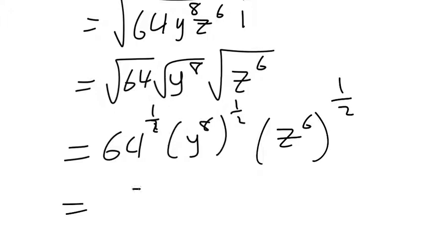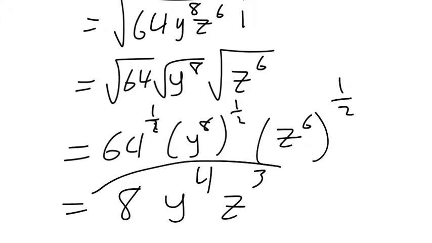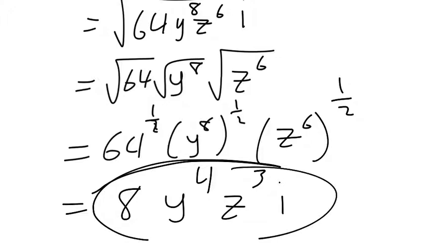And we know what the square root of 64 is. y to the 8th to the 1/2, that's y to the 4th, because the powers multiply like we said. And then z to the 6th to the 1/2, if you're multiplying by 1/2, you're just cutting the number in half. Oops, I dropped my i. But this is our final simplified answer.